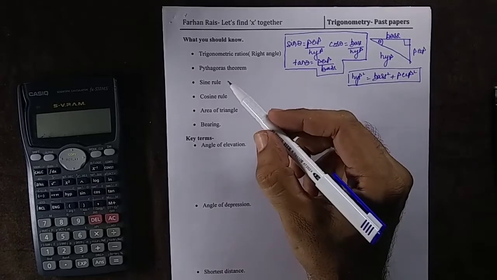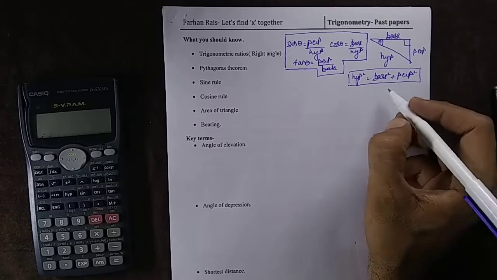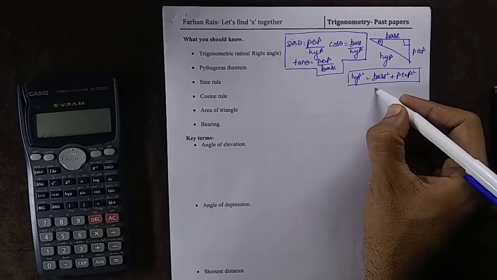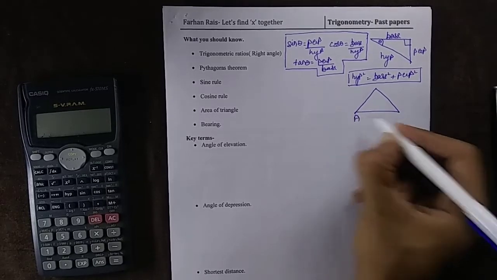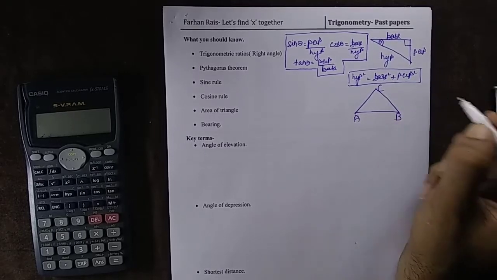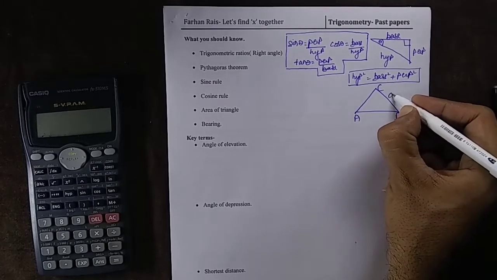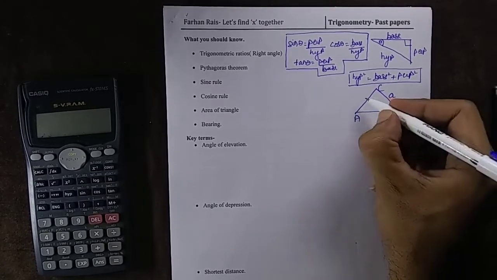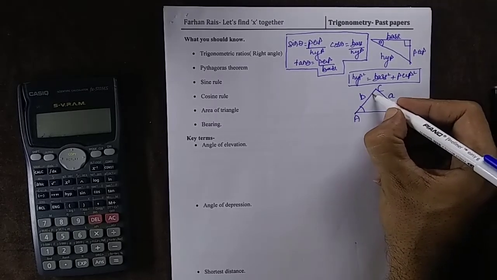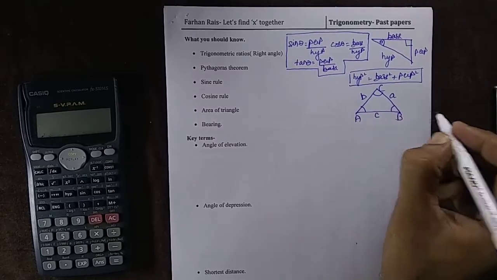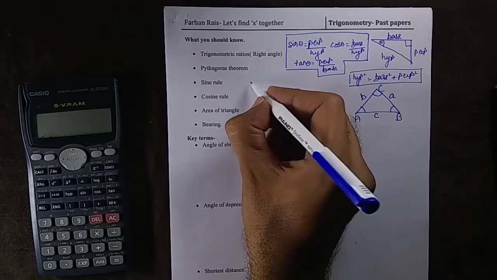Next, we have the sine rule and cosine rule, which are applied in the case of a triangle which is not a right angle triangle, a non-right angle triangle. Suppose you have this triangle as triangle ABC. Always remember, in triangle ABC, the side opposite to angle A is represented by small a, the side opposite to angle B is represented by small b, and the side opposite to angle C is represented by small c.